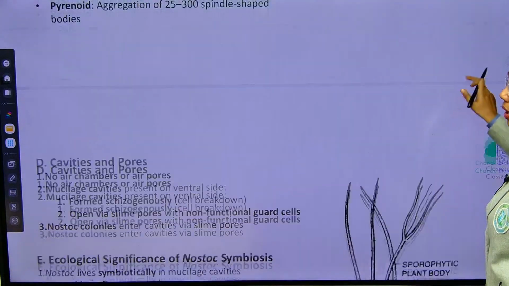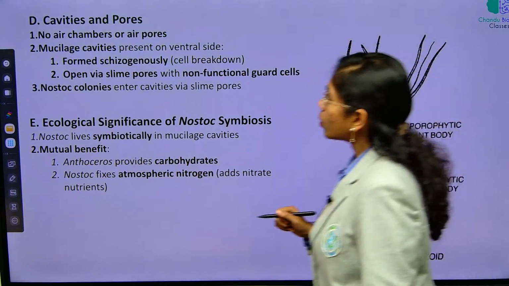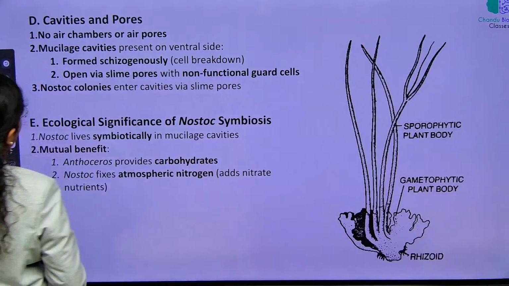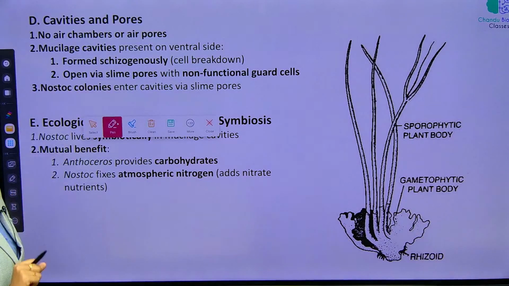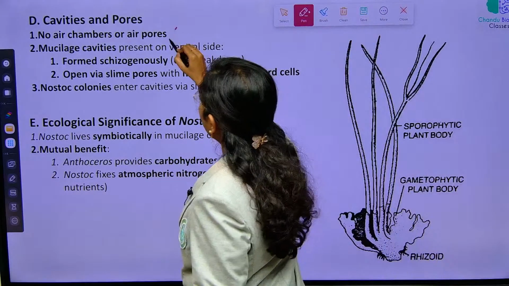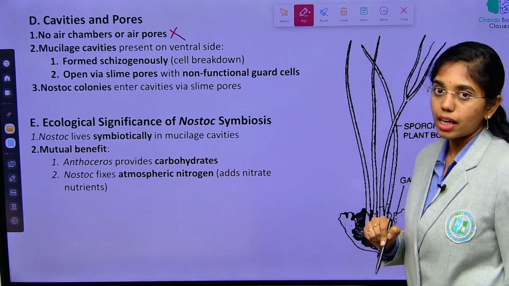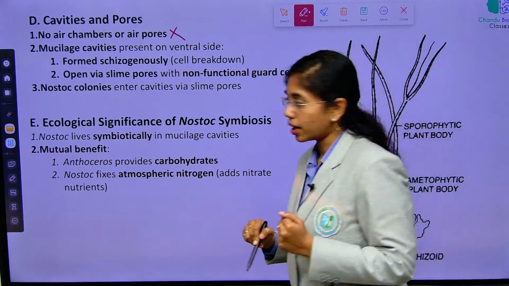And then, about cavities and pores which are present. You can see there are no air chambers or air pores, but mucilaginous cavities are present on the ventral side. There are no cavities or pores, but mucilaginous cavities are present along with symbiotic association. They appear as dark green spots.